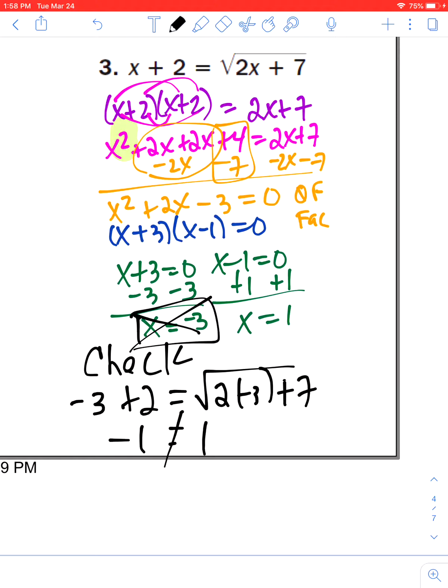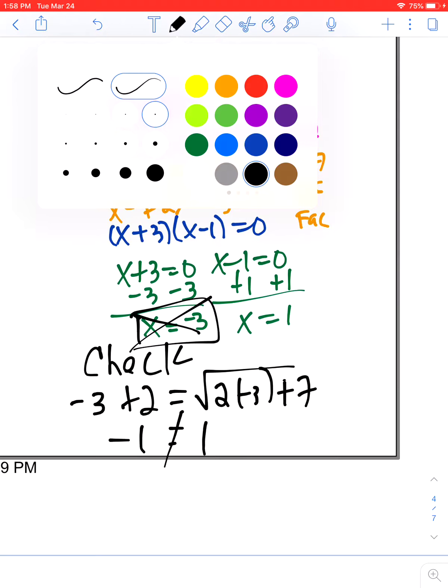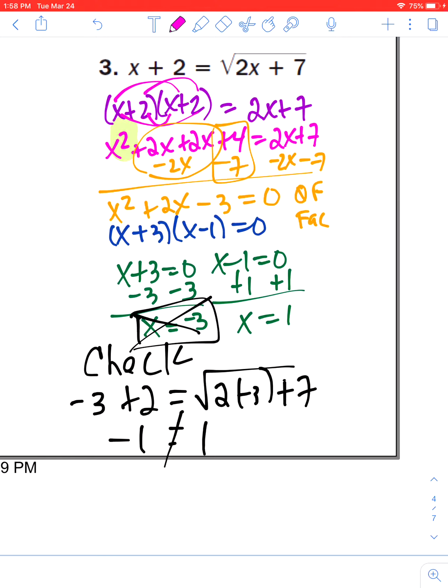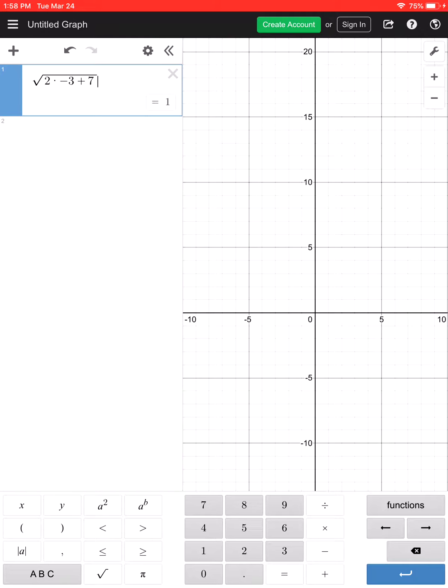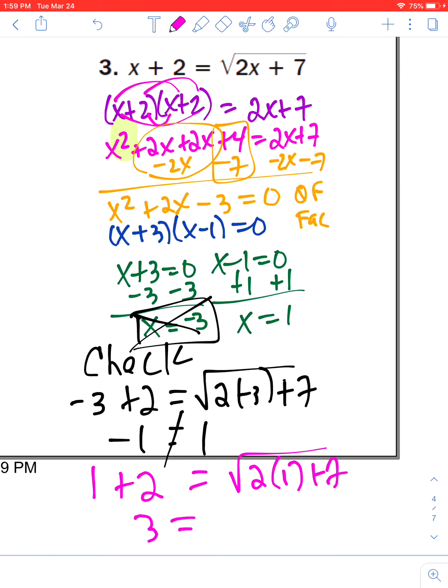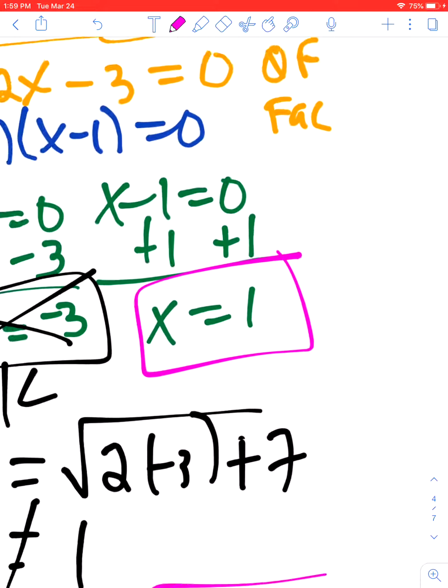Now let's check our answers for problem 1, or excuse me, for our solution of x equals 1. So here's our check. We're going to have 1 plus 2 equals the square root of 2 times 1 plus 7. 1 plus 2 is 3. Let's check 2 times 1 plus 7 underneath the square root. And we get 3. So that works. So that means x equals 1 would be my final solution.